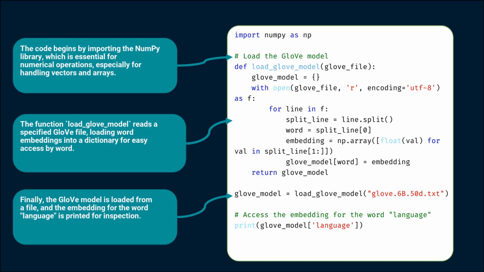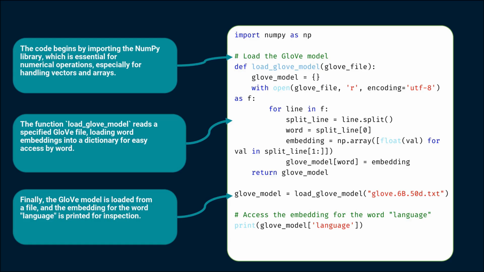We then convert these vector values into a NumPy array for efficient numerical operations. Each word and its vector gets stored in our GloveModel dictionary for quick access. After defining our function, we can call it with the file path of a GloVe dataset, like glove.6B.50d.txt. This will populate the GloveModel dictionary with embeddings that we can use throughout our NLP tasks. Finally, we can effortlessly access specific word embeddings by referencing the dictionary, allowing for efficient retrieval of vector representations needed for various applications.